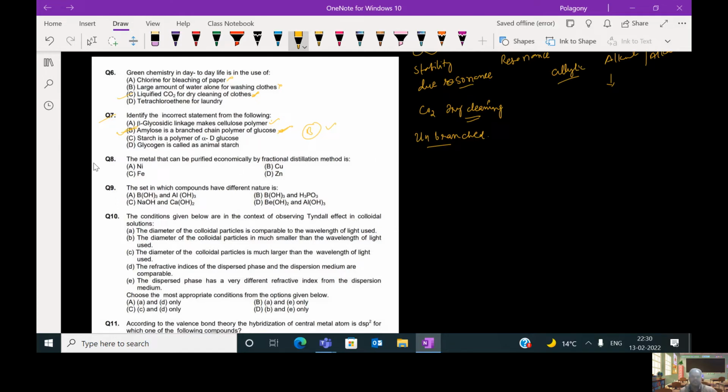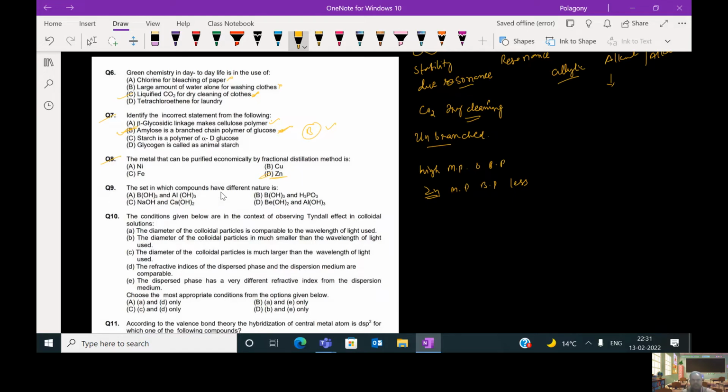Now question number 8, if we go, the metal that can be purified economically by fractional distillation method is nickel, copper, iron, zinc. So generally nickel, iron, copper have high melting points and boiling points. But zinc has a lower melting point and boiling point. So the most appropriate answer is zinc.